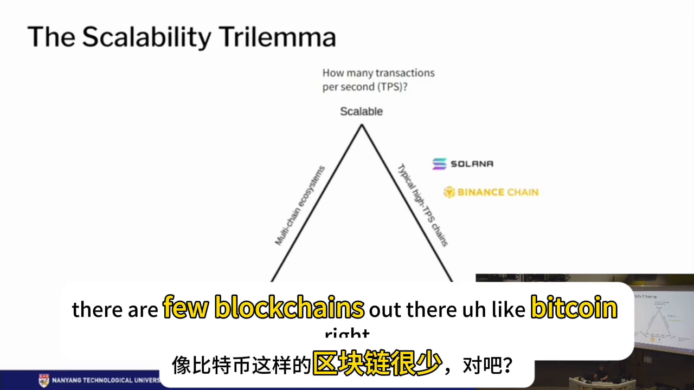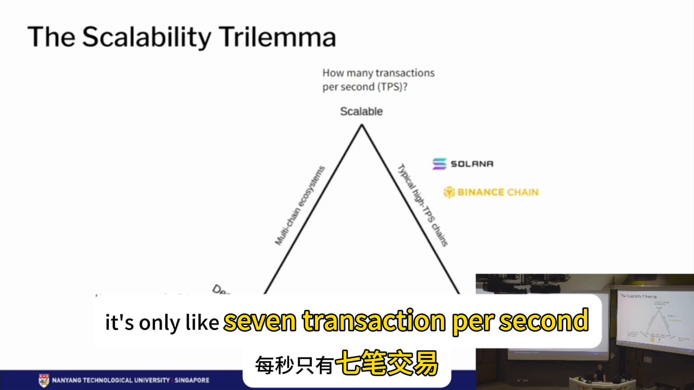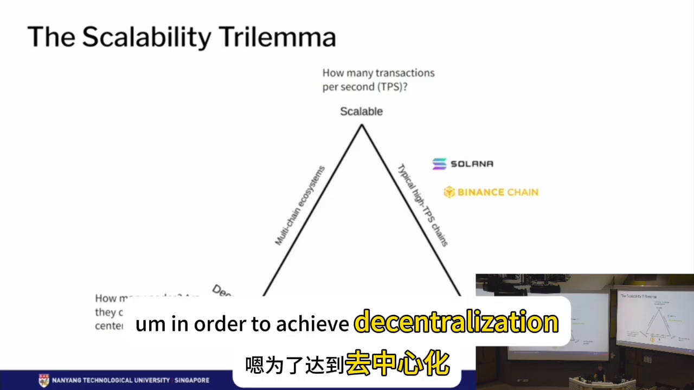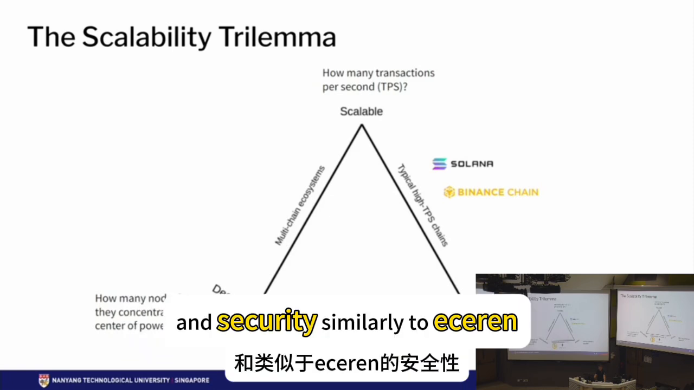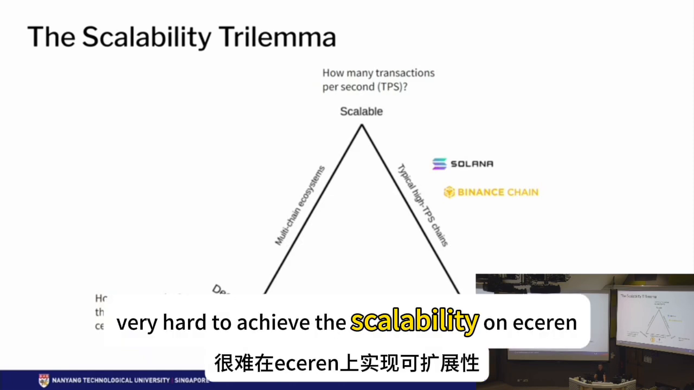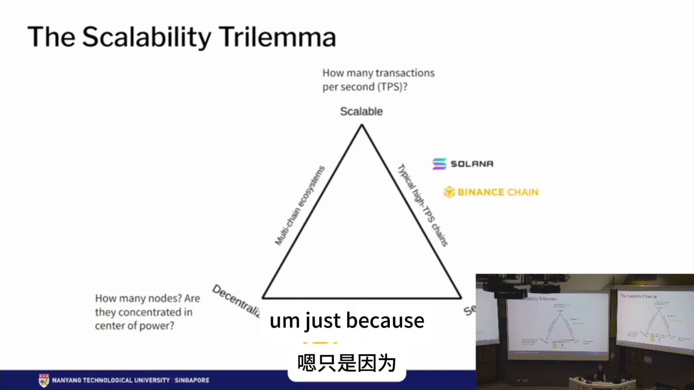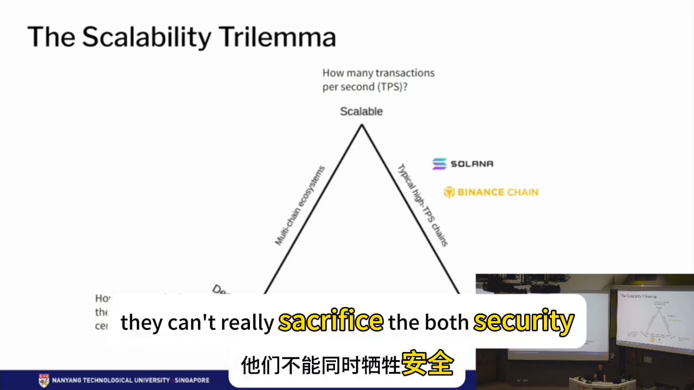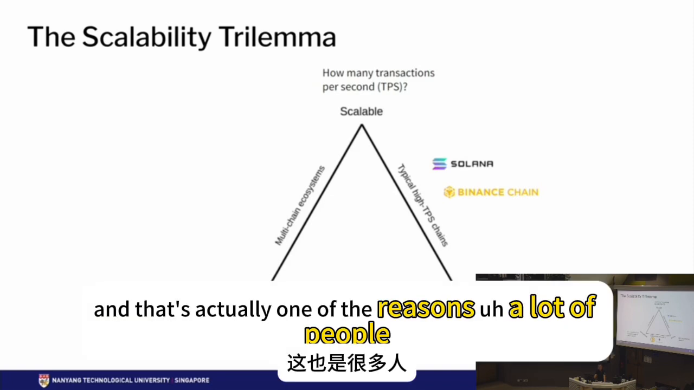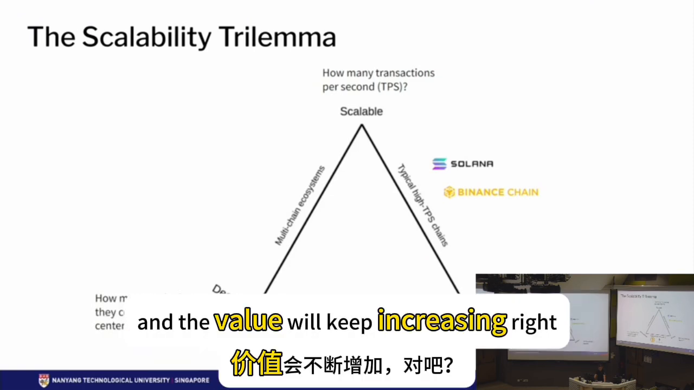So as you can see on this chart, there are a few blockchains, like Bitcoin, right? When you talk about Bitcoin, it definitely sacrifices scalability. It's only like 7 transactions per second, in order to achieve decentralization and security. Similarly with Ethereum, even though they have been trying very hard to achieve scalability, I think so far the conclusion is they won't solve scalability at the Ethereum layer, just because they can't sacrifice both security and decentralization. And that's actually one of the reasons a lot of people believe Bitcoin and Ethereum can survive for the long run, and the value will keep increasing, right?